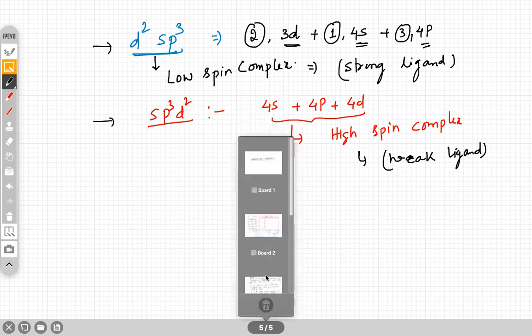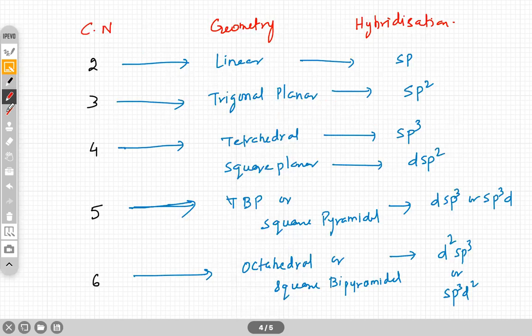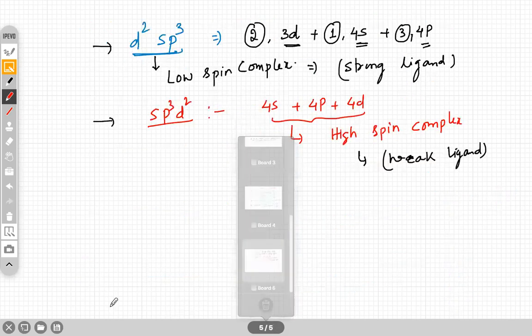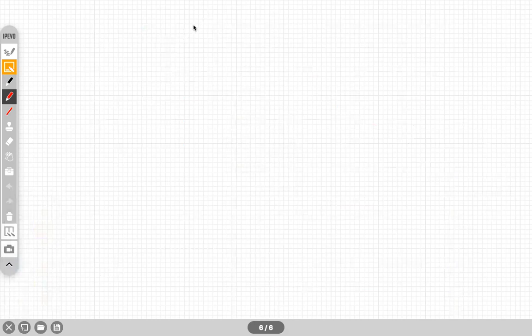One more very important thing is here. Out of all these discussions that we are doing, coordination number 6 is the most important one. Mostly they ask questions from coordination number 6 only. But we'll discuss all the coordination numbers, like 4, 5, and 6. So first of all, we write down examples here.